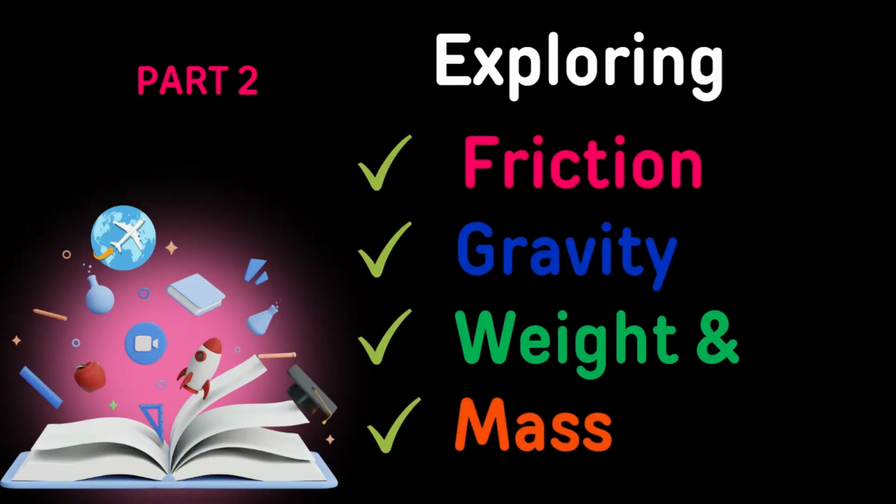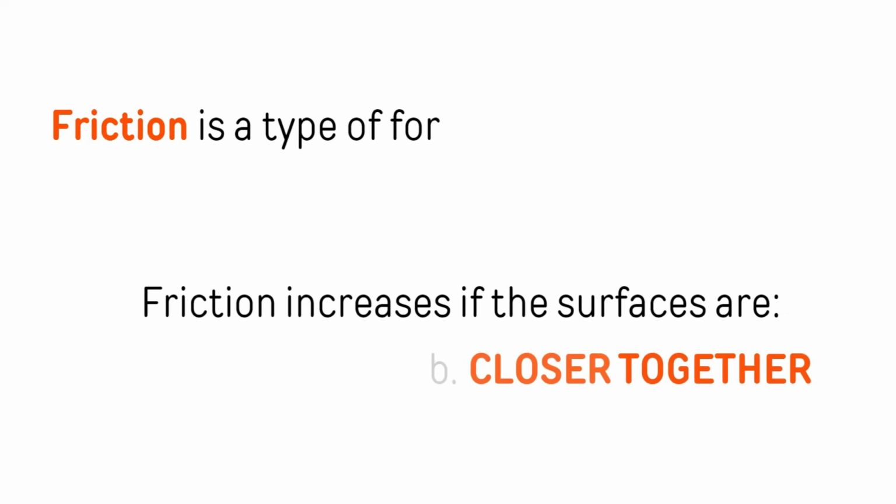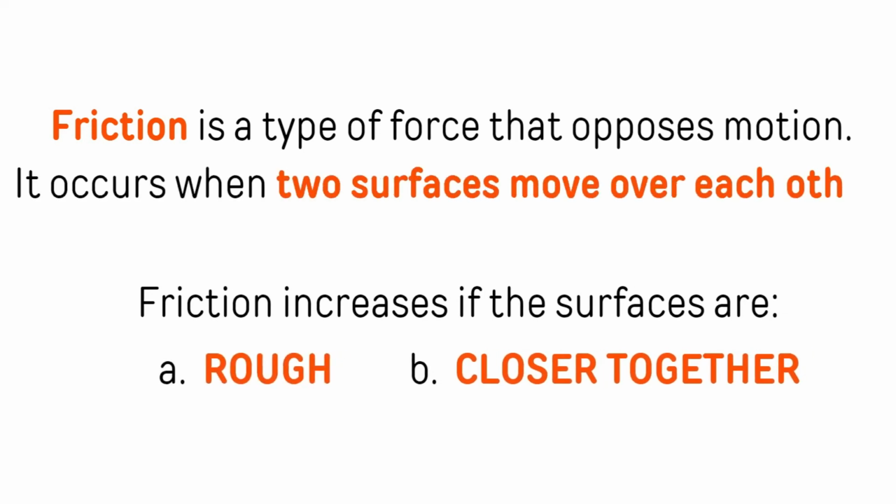Part 2. In this section of forces, we are going to explore friction, gravity, weight, and mass. Friction is a type of force that opposes motion. It occurs when two surfaces move over each other. Friction increases if the surfaces are rough and if they're closer together.